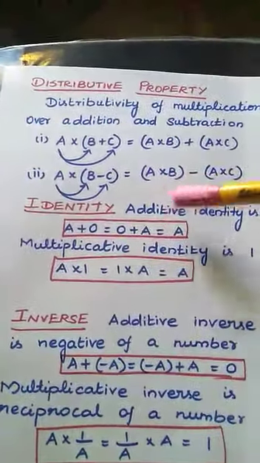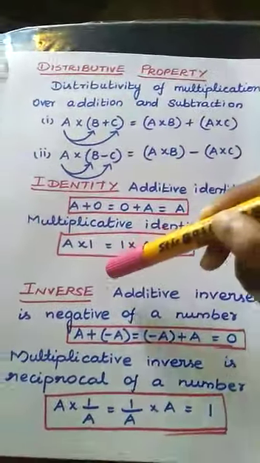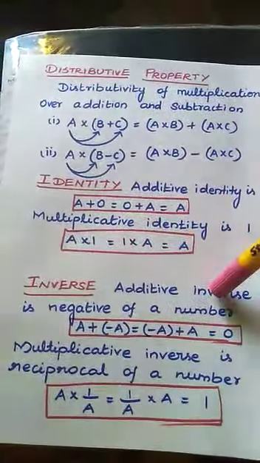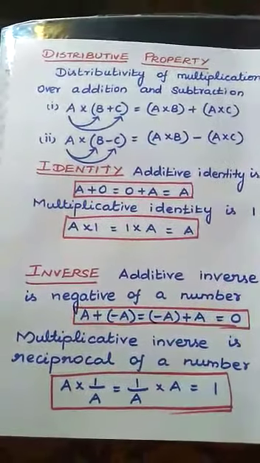So additive identity is 0, multiplicative identity is 1. Inverse, additive inverse is negative of a number, multiplicative inverse is reciprocal of a number. That's all.